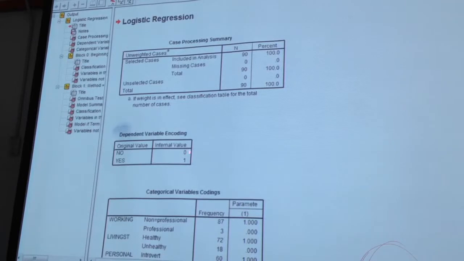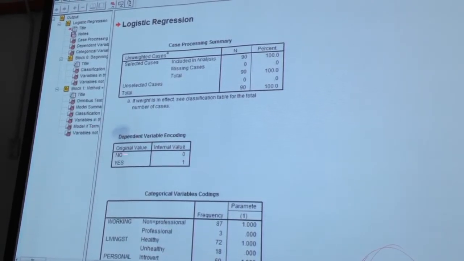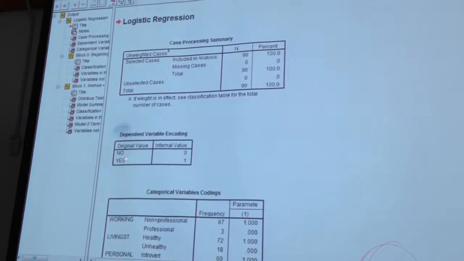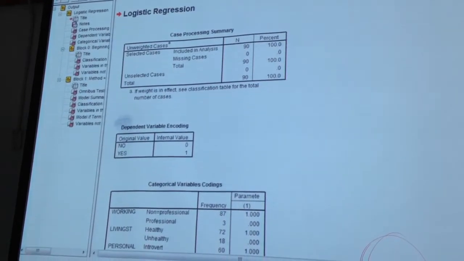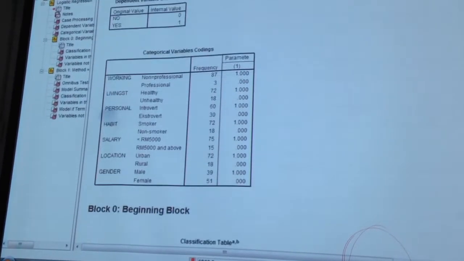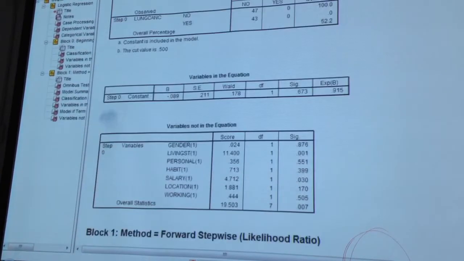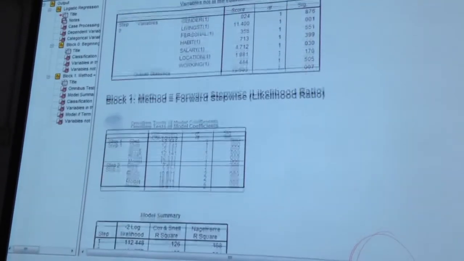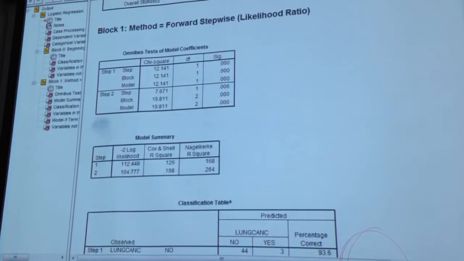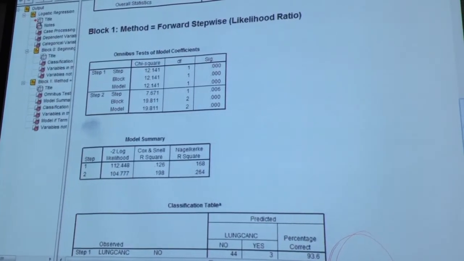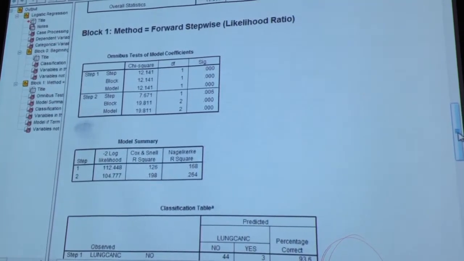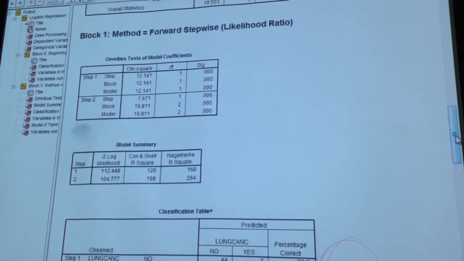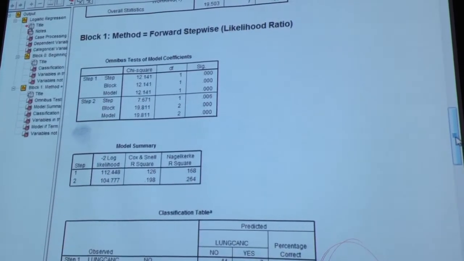So the computer will calculate. They will change the value. One is yes, that means the person has lung cancer. No lung cancer. Then all the independent variables are listed here. So what do we look at? We will look at block 1. Block 0 you don't need to see. All the tables show block 0 before the independent variables enter into the model. So you only look at block 1.